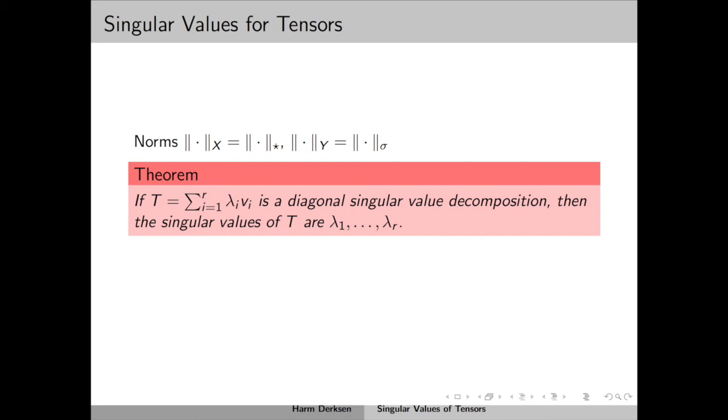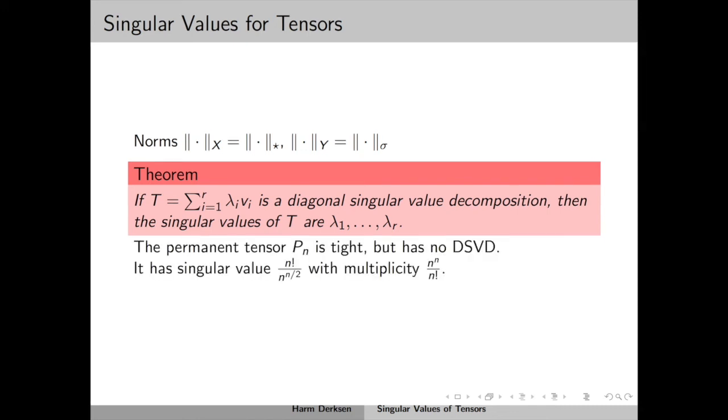So, like I said, a particularly interesting application is tensors. So one norm, the X norm, is say the nuclear norm. The Y norm, we take the spectral norm. And if you have a diagonal singular value decomposition that we defined before, then that sort of coincides. Now the permanent, as we saw, doesn't have a diagonal singular value decomposition, but in this more general context, we can still define a singular value and the multiplicity. And it turns out it has this particular singular value with this particular multiplicity.